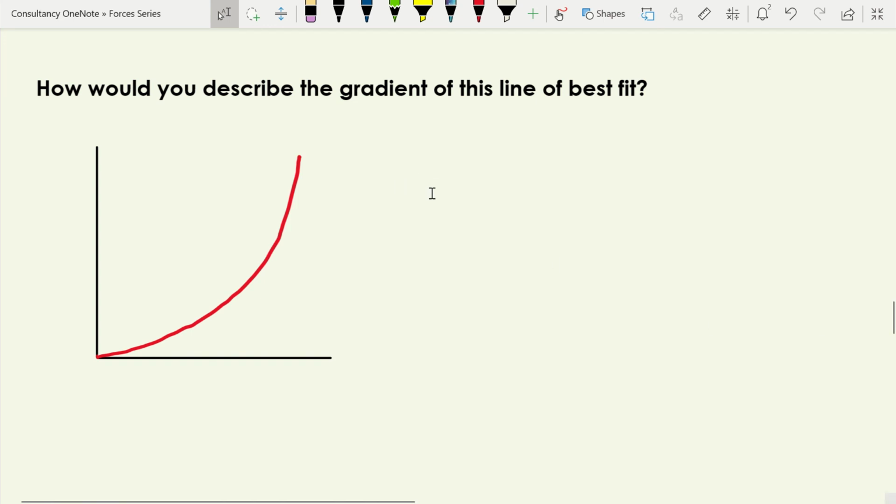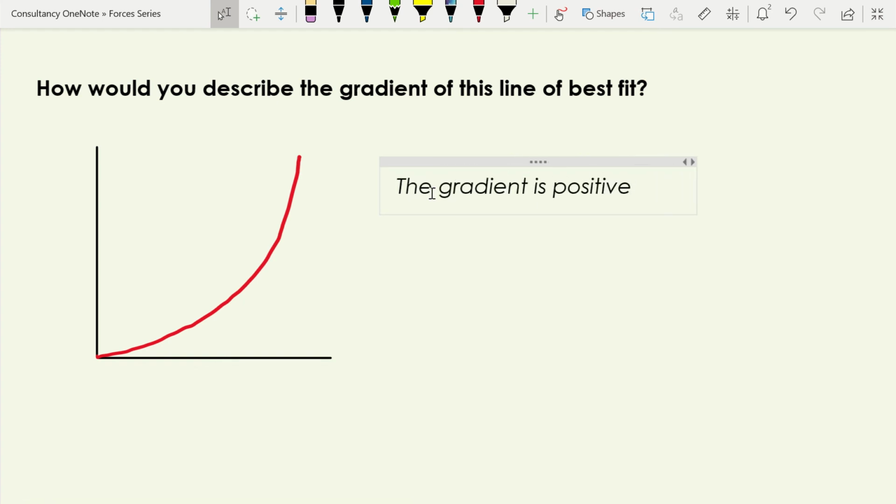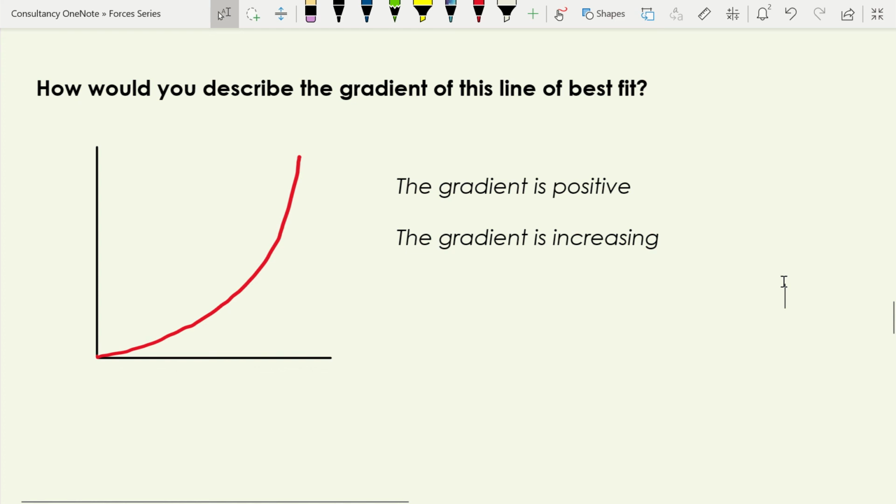Okay, so there are two things that I'm looking for here in terms of describing the gradient. So the gradient is positive. So you can see the line is sloping upwards as you go towards the right. And we'd also say the gradient is increasing. So that means we can see it getting steeper and steeper and steeper and steeper. So those are the two things that I would be looking for in your description there.